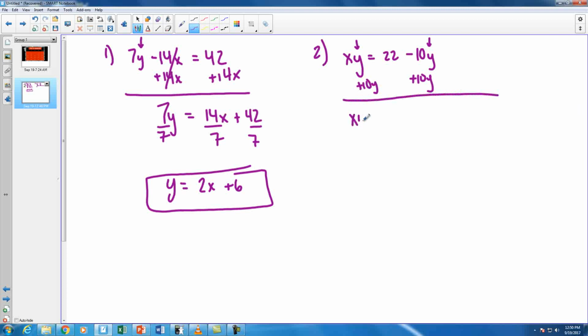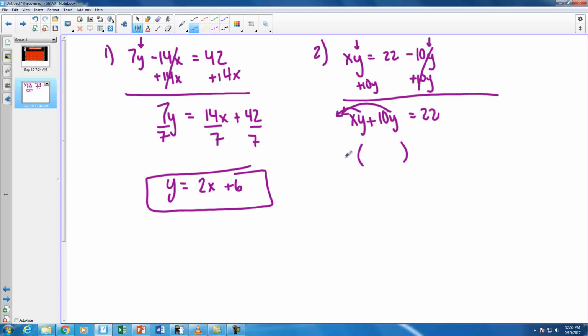That's going to give me xy plus 10y equals 22 as those two cancel. Now comes the issue. I can't combine xy and 10y because the first term has x, the second term doesn't. But because both of them have a y, I can factor out the y. Think about distribution in reverse.